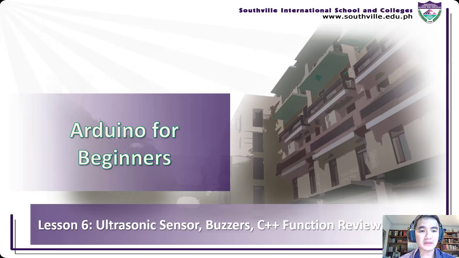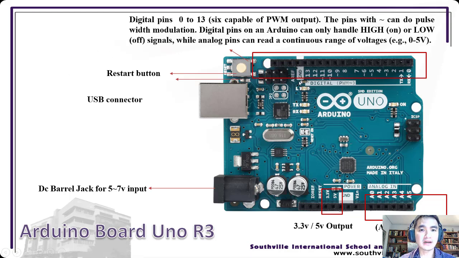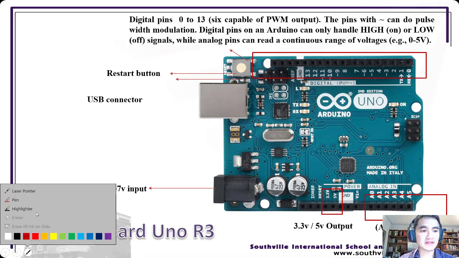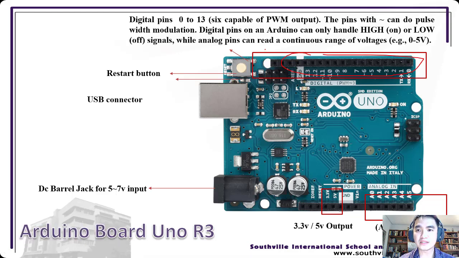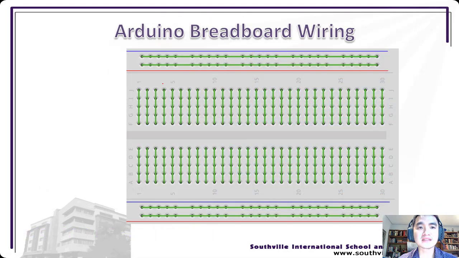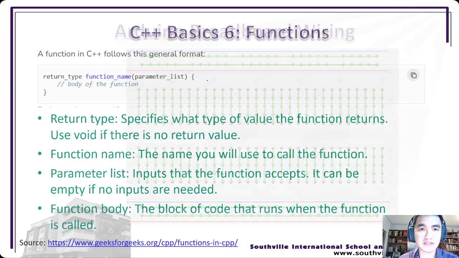Today we're going to learn about ultrasonic sensors, buzzers, and a review on C++, what are functions. Just a reminder, this is what the Arduino board looks like. For this activity, we're going to be using the digital pins over here, primarily, to write and read stuff. Next, this is the wiring of a breadboard, as usual, just as a guide to you.